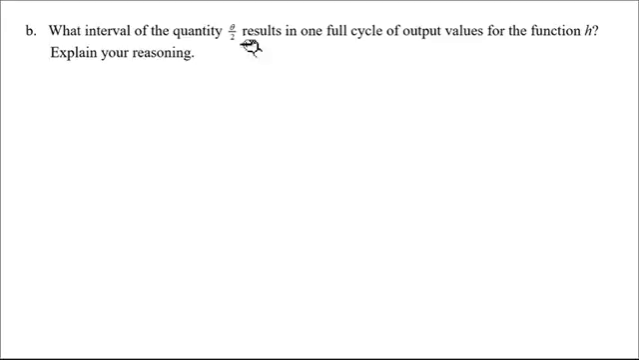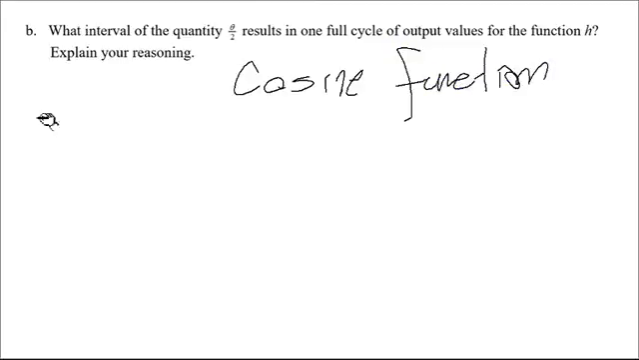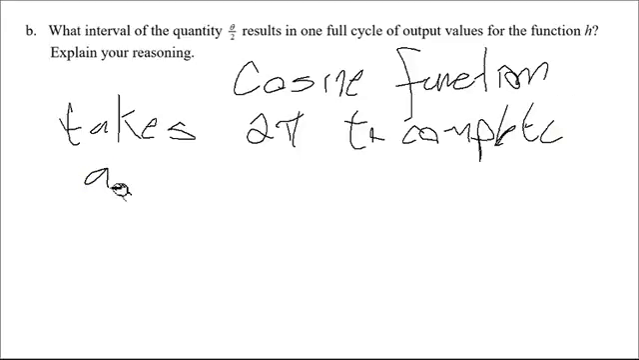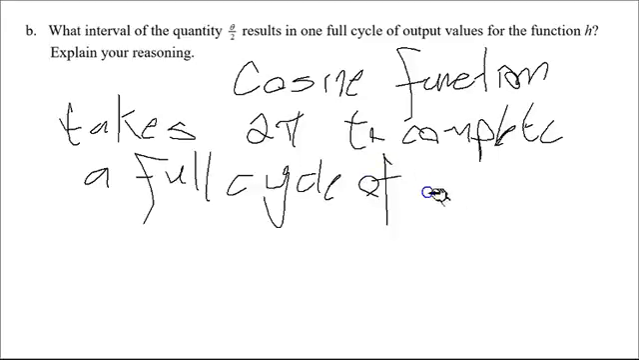Well, the function h is sine of theta, or excuse me, cosine of theta, and the cosine function takes 2 pi to complete a full cycle of outputs.